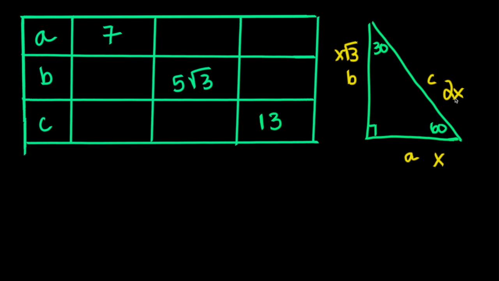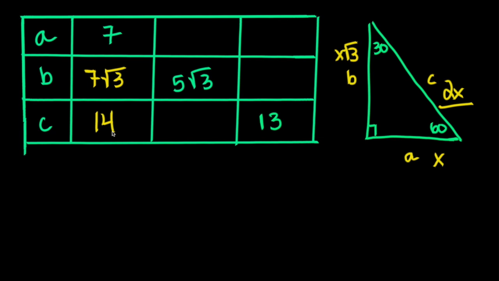So for the first column, we can see that 7 is equal to x. So if we replace 7 wherever x is, we're going to find out the other two unknown values. So if we replace it for the B length, we will get 7 times the square root of 3. And if we replace it over here for the C length, we're going to get 14 because 7 times 2 equals 14.